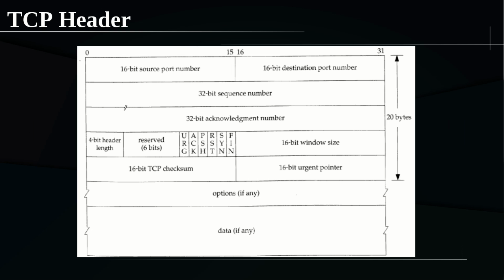So hope you remember, we saw the port number in detail, and the sequence number and acknowledgement number. These three fields we saw in detail in our previous video lecture. Now let's continue our discussion starting from these fields.